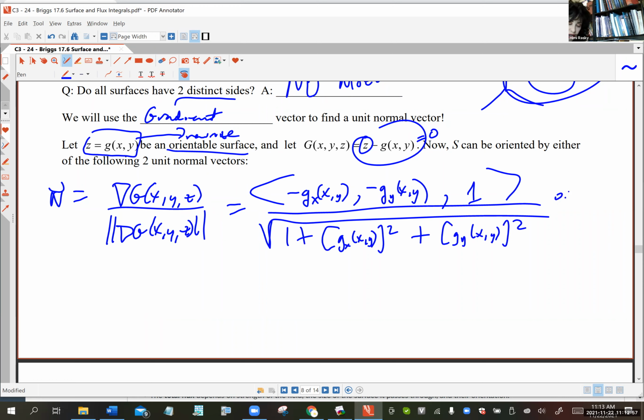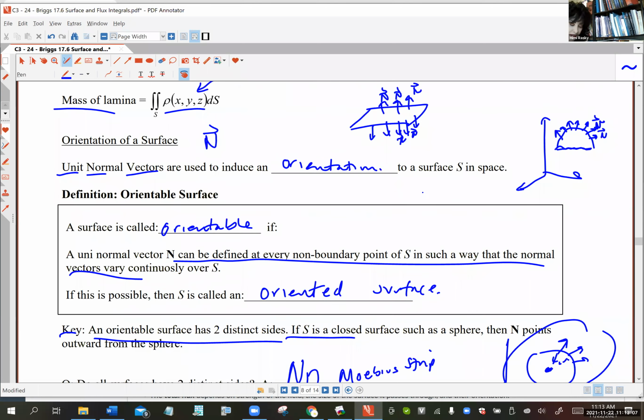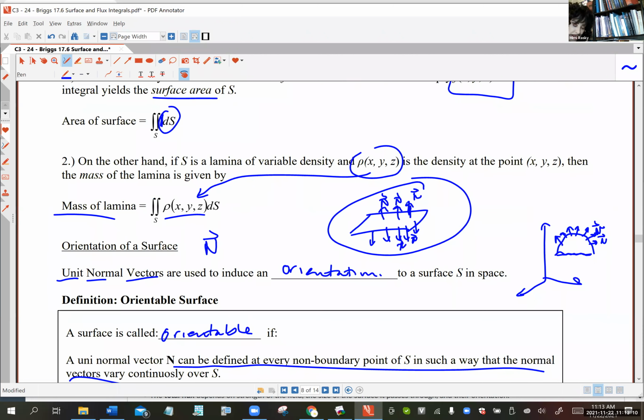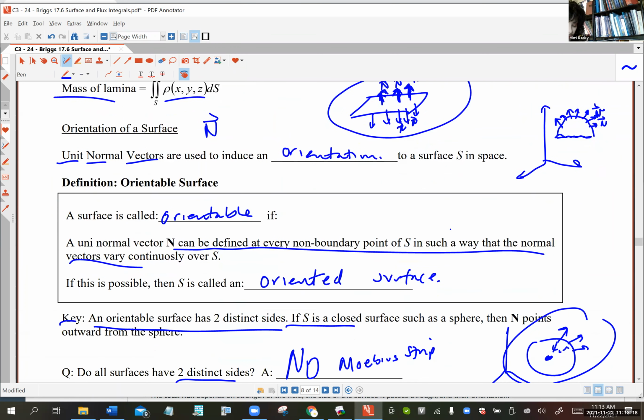Now, this is a unit normal vector that's oriented up. Why? Because the z component is a positive number. So if you look at my piece of paper here, it would be these ends here that are pointed upward. We're orienting the surface with those ends, all those little itty bitty ends.